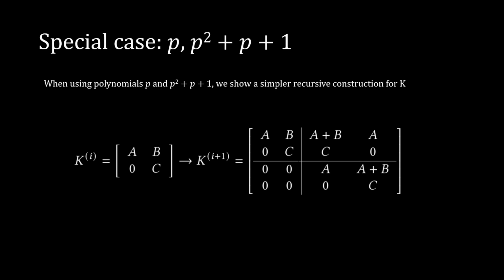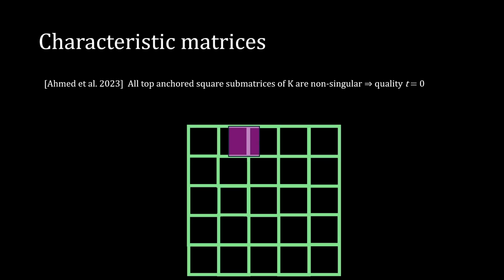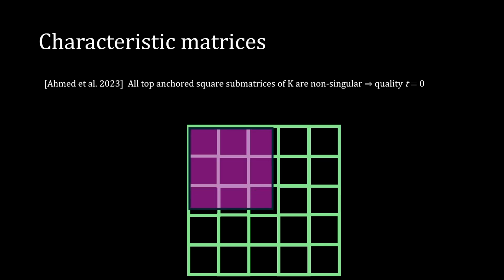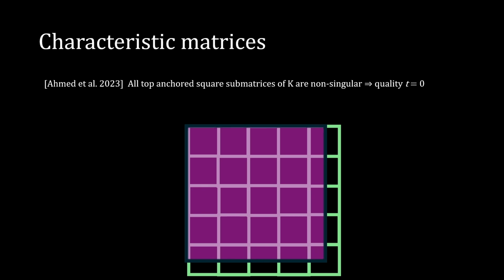Importantly, we show that when using pairs of polynomials of the form p and p squared plus p plus 1, the characteristic matrix has the peculiar form of the following recursion, exhibiting self-similarities. Ahmed and colleagues found that when all square submatrices anchored at the top row of the characteristic matrix have non-zero determinant modulo 2, then the 2D sequence has t equals 0.